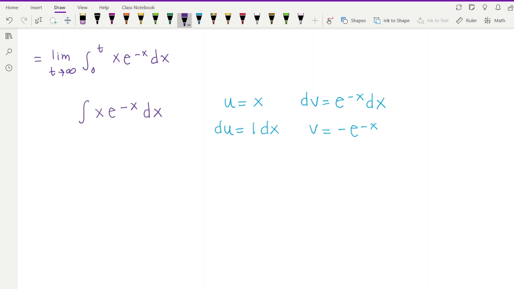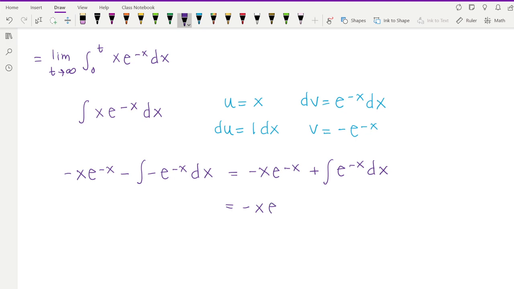We have u times v, so that's going to be negative x e to the negative x, minus the integral of du times v. So du is just 1, and so we have negative e to the negative x dx. And so let's simplify this a little bit. We can rewrite this as negative x e to the negative x plus the integral of e to the negative x dx. And then as we already talked about, the antiderivative of e to the negative x is negative e to the negative x.